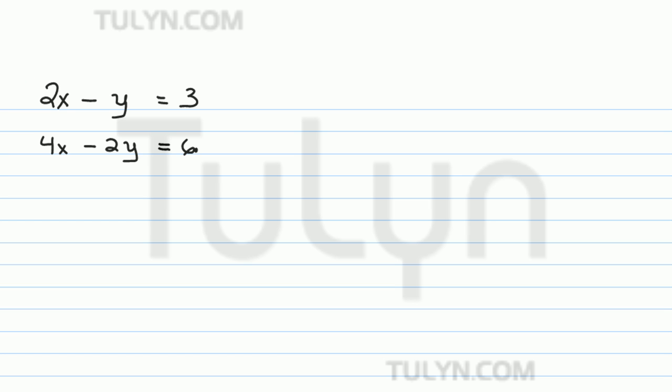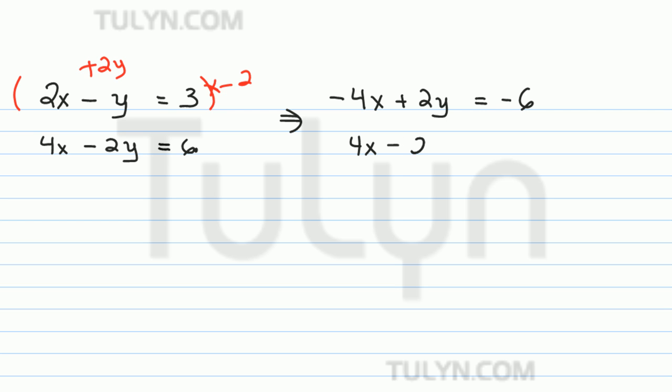So now note, if I multiply this top equation by minus 2, so if I multiply the whole equation by minus 2, the y coefficient is going to become plus 2y, which means that when we add it to the second equation, the y is going to give us 0. So let's do that. The top equation we're going to multiply by negative 2, so this becomes minus 4x plus 2y is equal to minus 6. And then the bottom equation stays the same, we're not doing anything to it, so it's 4x minus 2y is equal to positive 6.